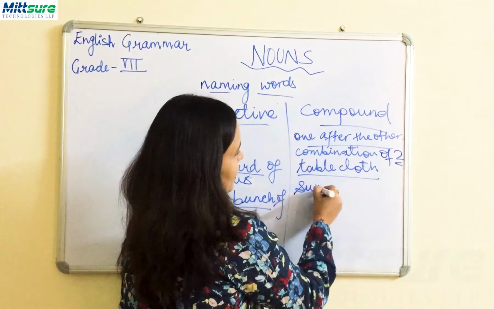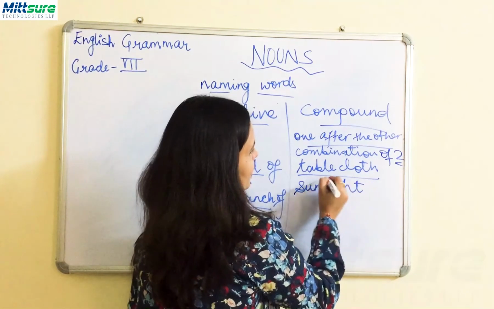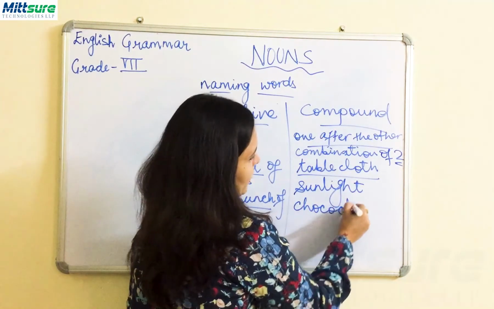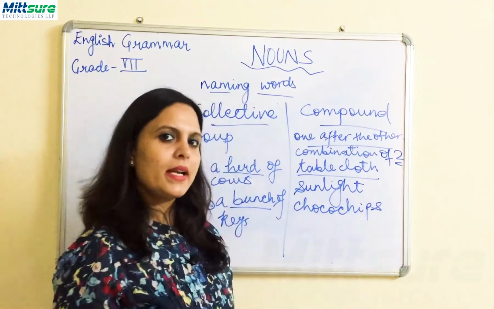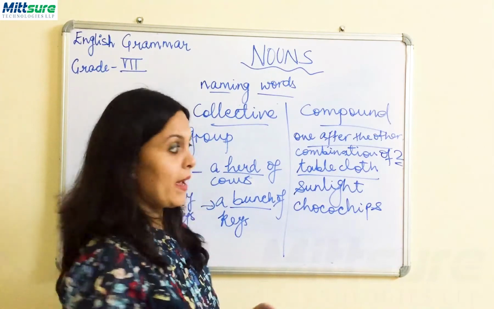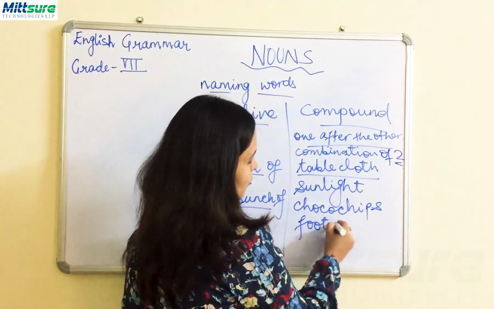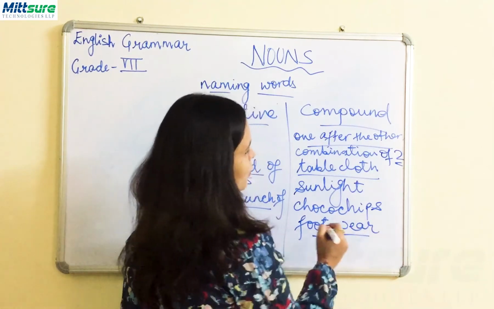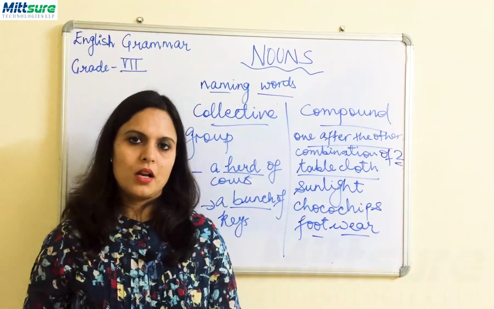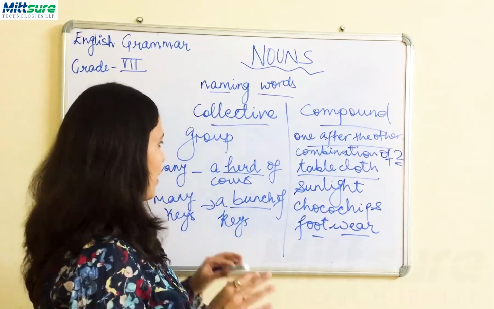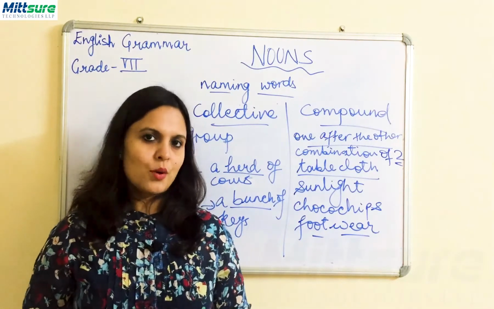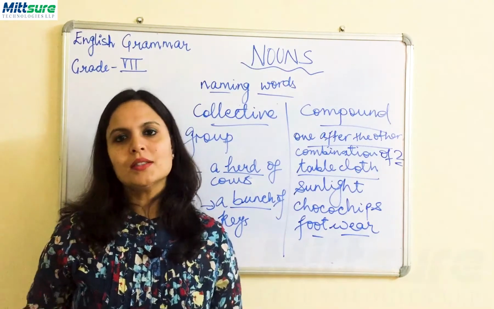A few examples: sunlight, choco chips. You all eat choco chips, right? Sunglasses, or footwear. Why not footwear? Yes, footwear. Wear is something you use, and foot is a noun. So I hope you have been able to understand these two important nouns, along with other examples.